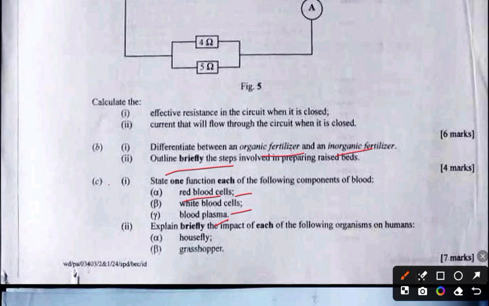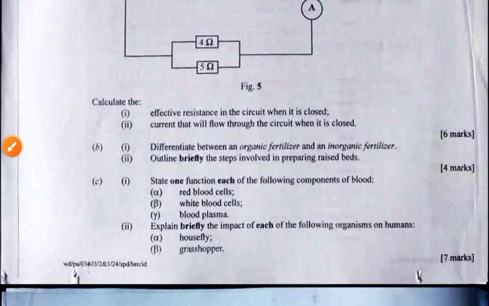Then the next question says, explain briefly the impact of the following organisms on humans. The housefly transmits diseases. It can also contaminate food and cause allergic reactions as well. The grasshopper is a pest in agriculture. They affect plants, and in large numbers they can cause a lot of havoc. Another, positive impact is that they serve as food for humans, and can also be used as food in agriculture for poultry.